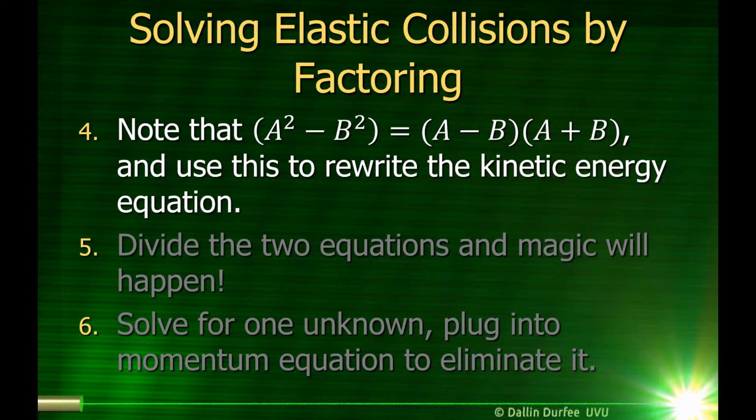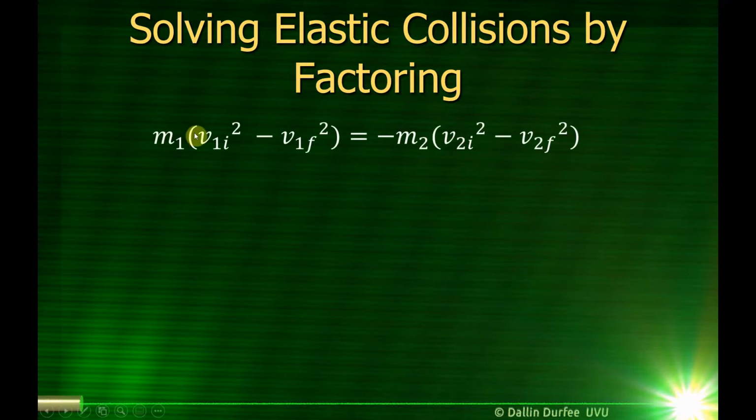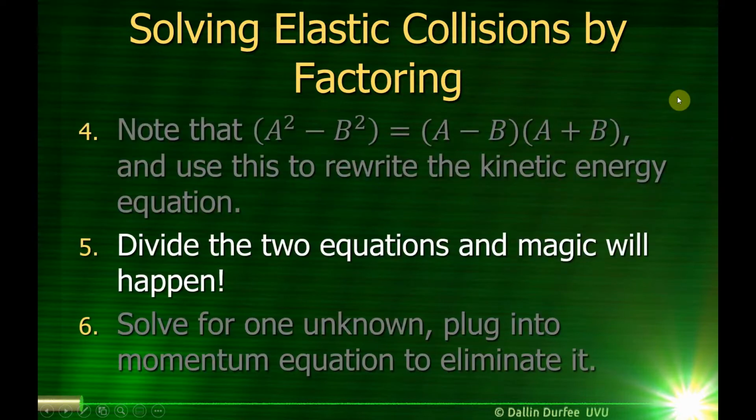Okay, so now we're going to note that a squared minus b squared equals a minus b times a plus b, and we're going to use this to rewrite the kinetic energy equation. All right, so we have V1 initial squared minus V1 final squared. I can write that as V1 initial minus V1 final times V1 initial plus V1 final, and we'll do the same thing over here for particle 2. So there's my kinetic energy equation. So we rewrote it.